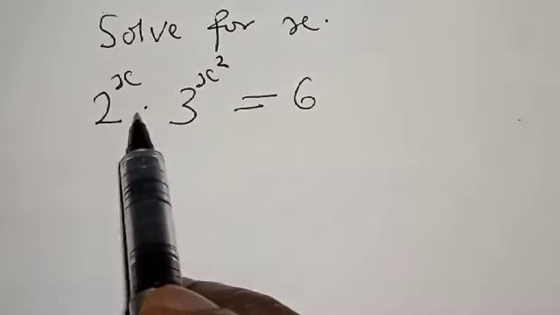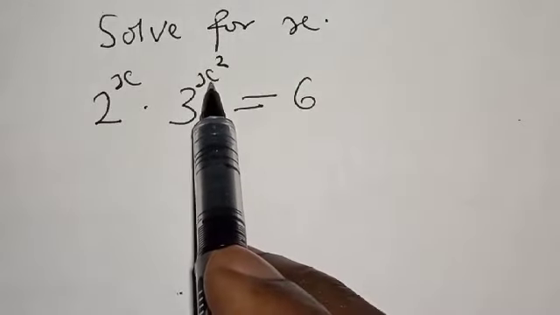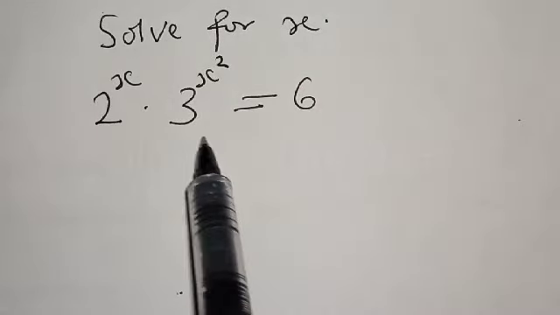Solve for x if 2 raised to power x multiplied by 3 raised to power x squared is equal to 6. We want to know the value of x.